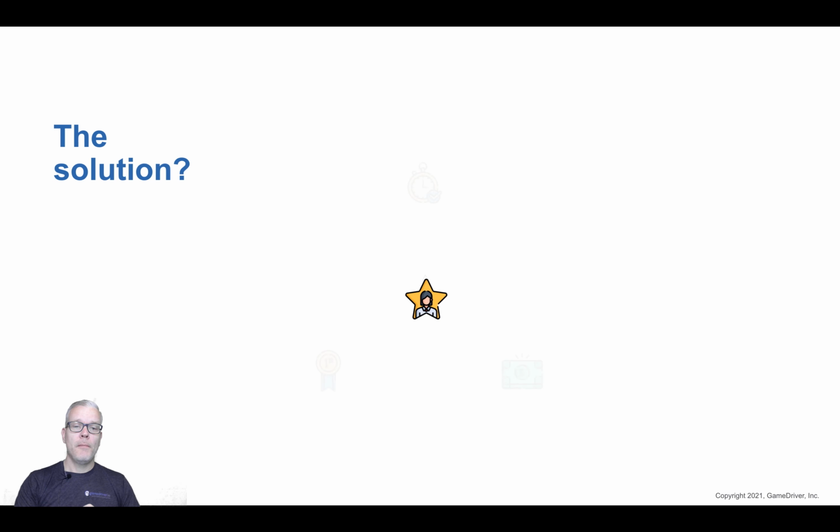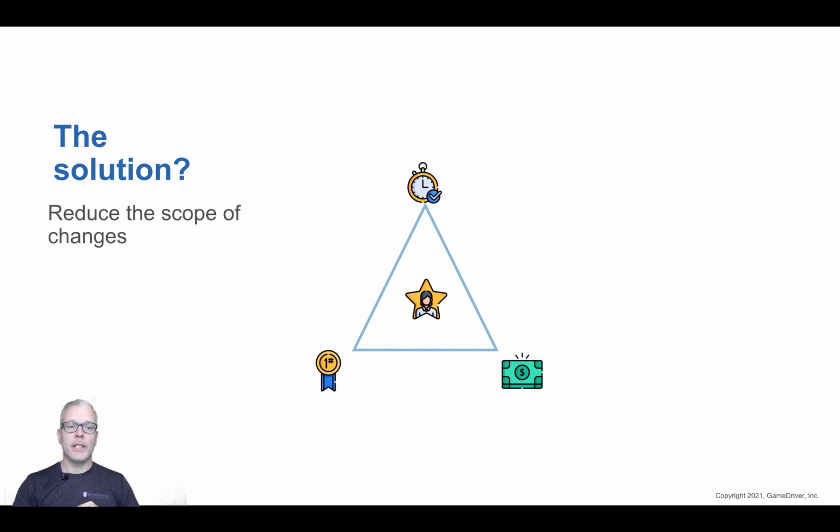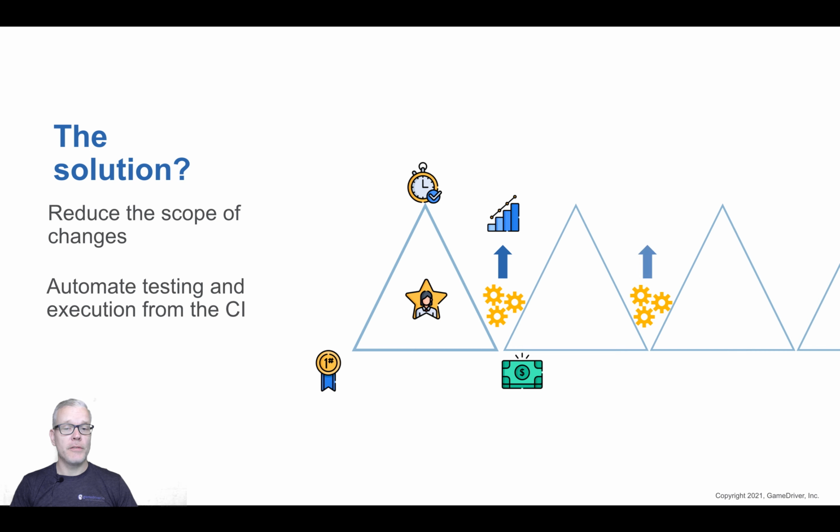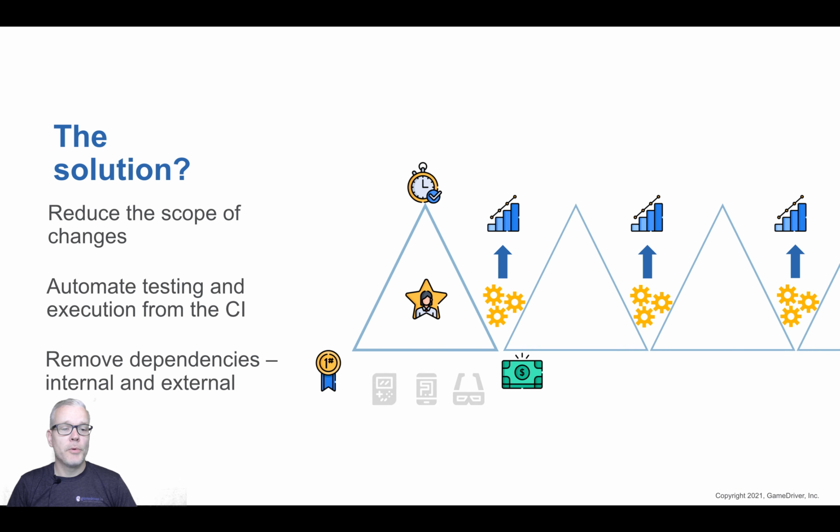The solution? Reduce the scope of testing. Reduce the scope of changes in your application so you deliver less but more frequently. Automate testing and execution of those tests from the continuous integration system. So as application changes or game changes are brought into the testing environment, we continually add to the automation of those tests, and we're able to increase coverage as we proceed with each release. And lastly, remove external dependencies, internal and external, whether it's the wearables, the consoles, the mobile devices. We need to somehow capture these and make sure that they're covered without replicating test environments each and every time.